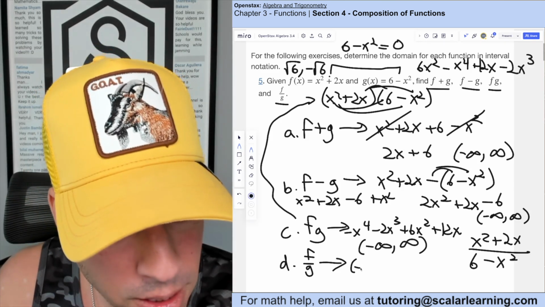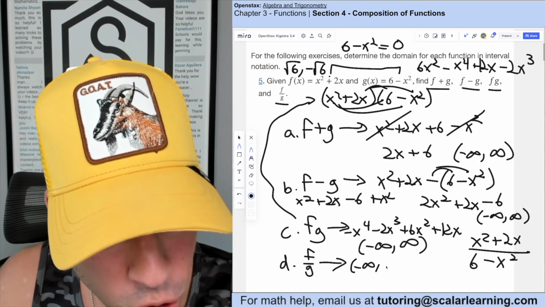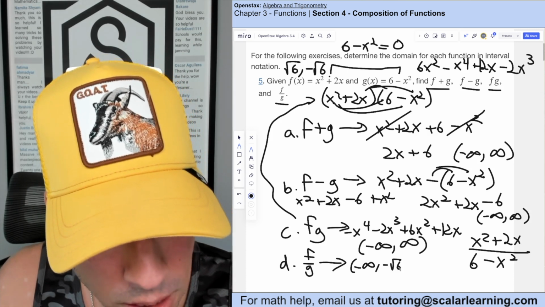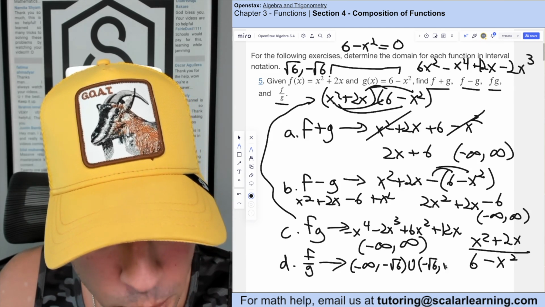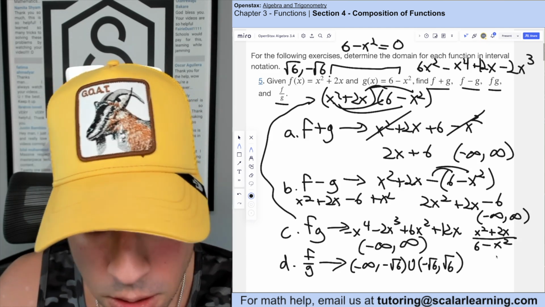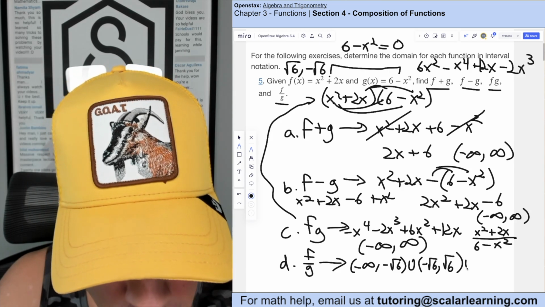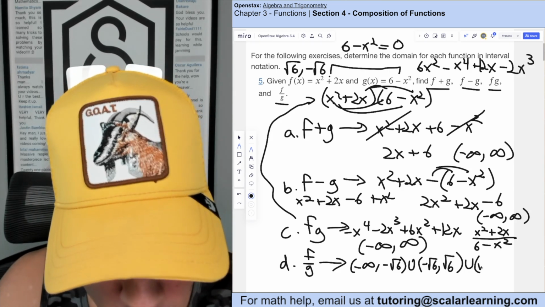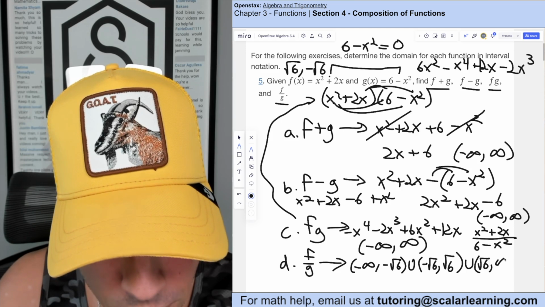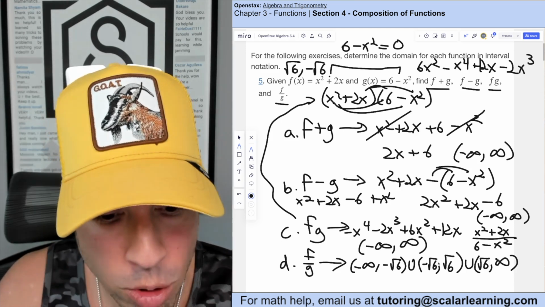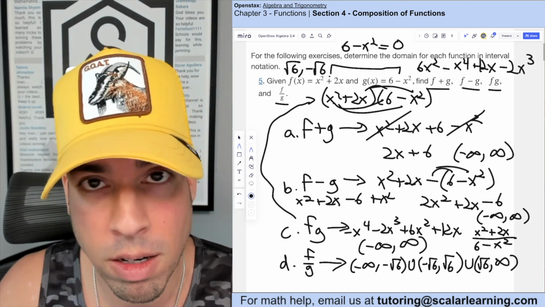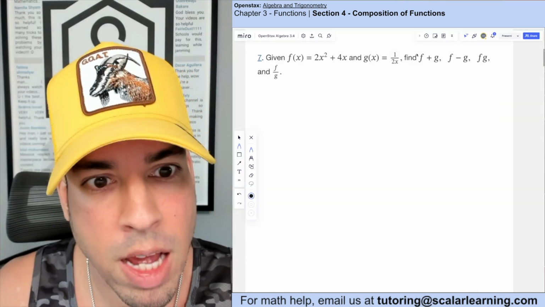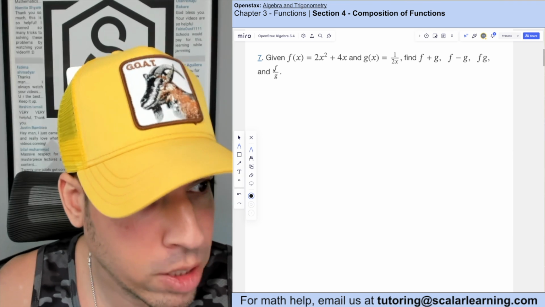So we're starting at negative infinity, going up to and excluding negative rad 6, union, picking up at negative rad 6 up to positive rad 6. And then I just moved that up, made it a little smaller. And then union, we got to finish it off from rad 6 out to infinity. So this shows the viable domain. It's just excluding that negative rad 6 and the positive rad 6. Boom, done.